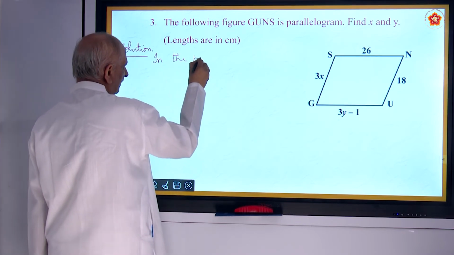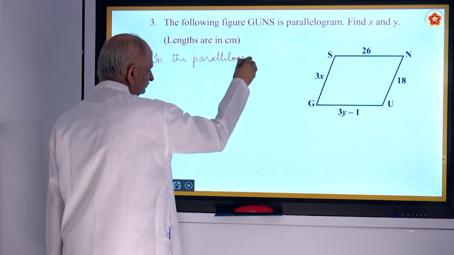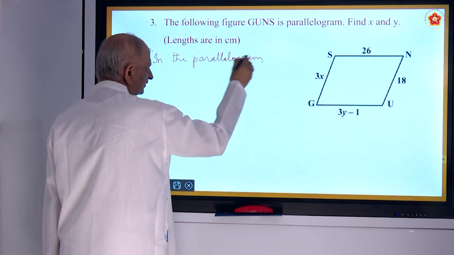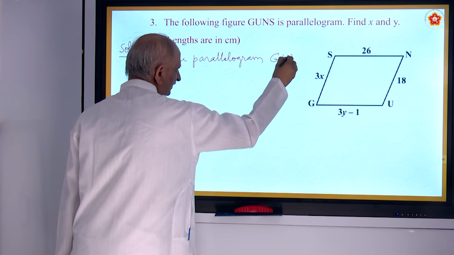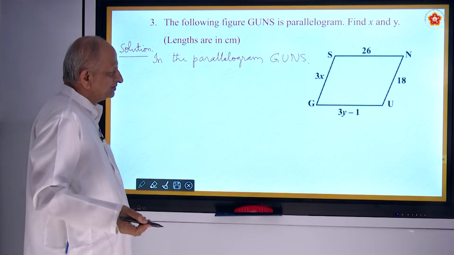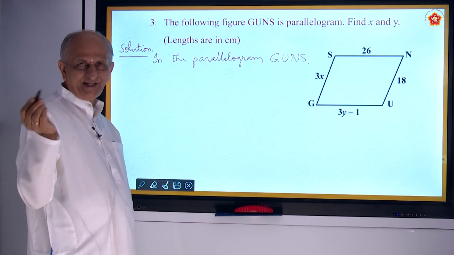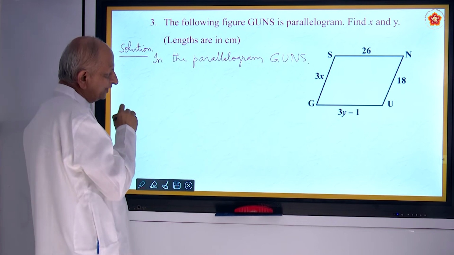In the parallelogram, what is the name? GUNS. G-U-N-S, they are the vertices of a parallelogram, that is all. What is the property of a parallelogram? Opposite sides are equal. What are the opposite sides?